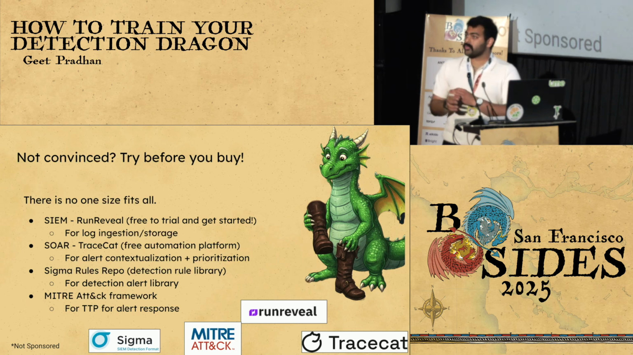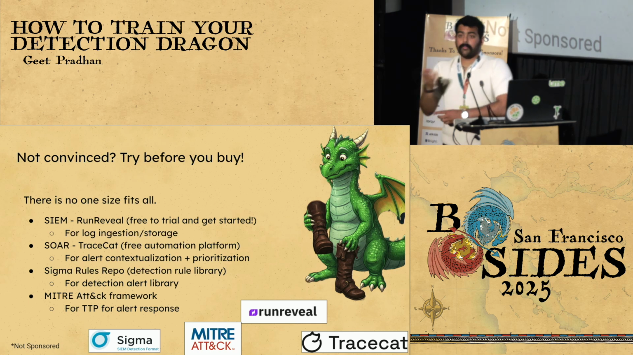Tracecat is an open source SOAR for automation. Sigma rules repo, as I said, there's a bunch of rules there. And if you want to know how to actually categorize and respond, the MITRE ATT&CK framework has helped me not just in this current role, but in my past role as well. The MITRE ATT&CK framework has been really, really good. So again, not convinced, as this dragon is trying on shoes in front of you, just try it, right?